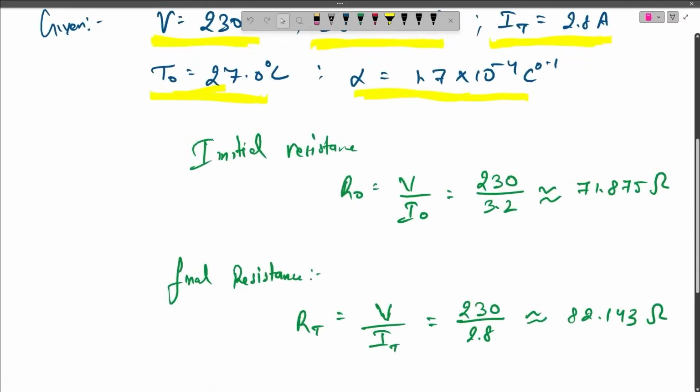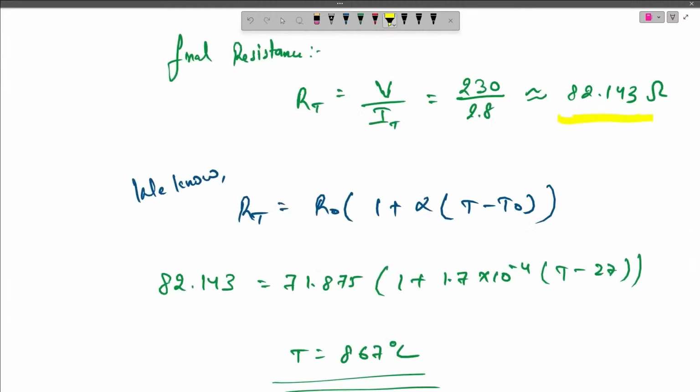So calculating the initial resistance, we can use this formula V by I. Since potential difference is same, V would be equal to 230 and initial current is 3.2 ampere. So we will get R naught or the initial resistance as 71.875 ohm. Now final resistance can be calculated using the same formula, just using the final current or the current at temperature T. We will get a value of 82.143 ohm.